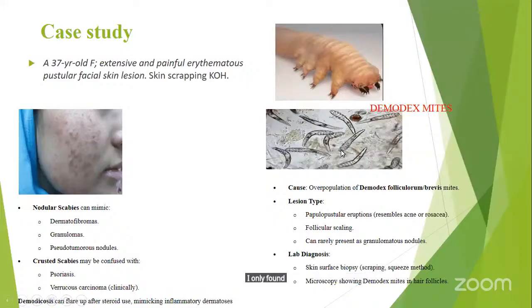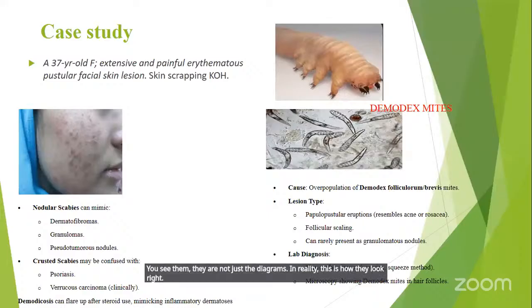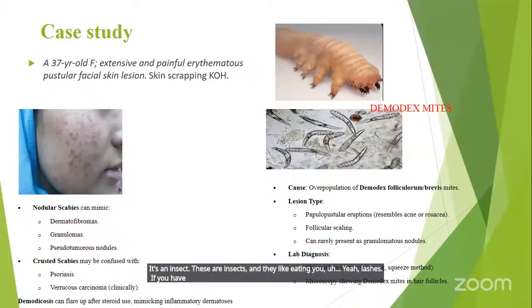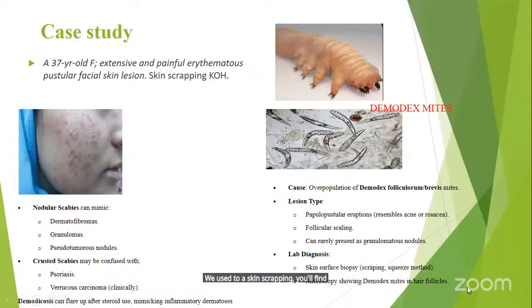They are very, very smart things. You see them, they are not just the diagrams. These are called demodex mites. In reality, this is how they look. These are insects and they like eating your eyelashes. If you have eyelashes that are itchy and painful, some are red, you just do a skin scraping, you'll find them. So it's a simple thing, but nobody thinks about it.